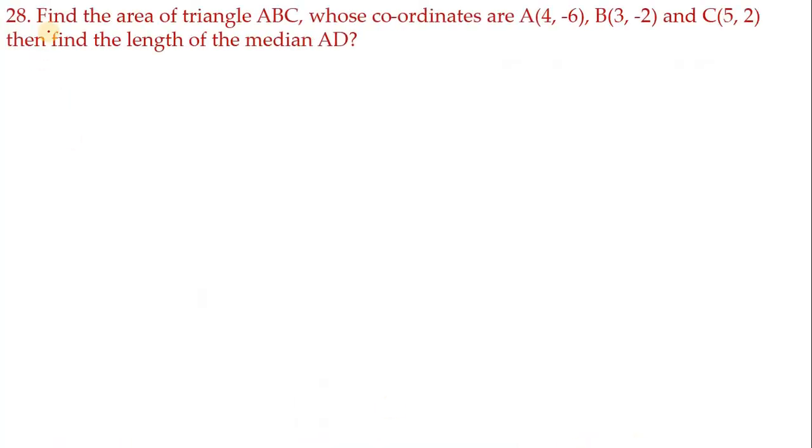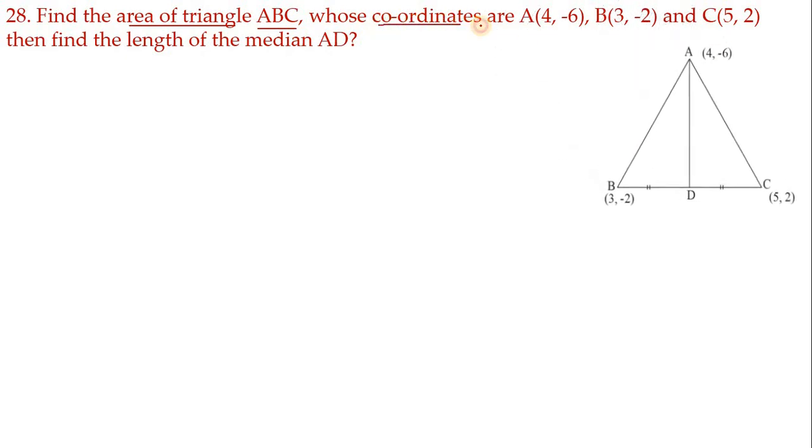So next let us move on to another problem. Find the area of triangle ABC whose coordinates are A (4, -6), B (3, -2) and C (5, 2). Then find the length of the median AD.